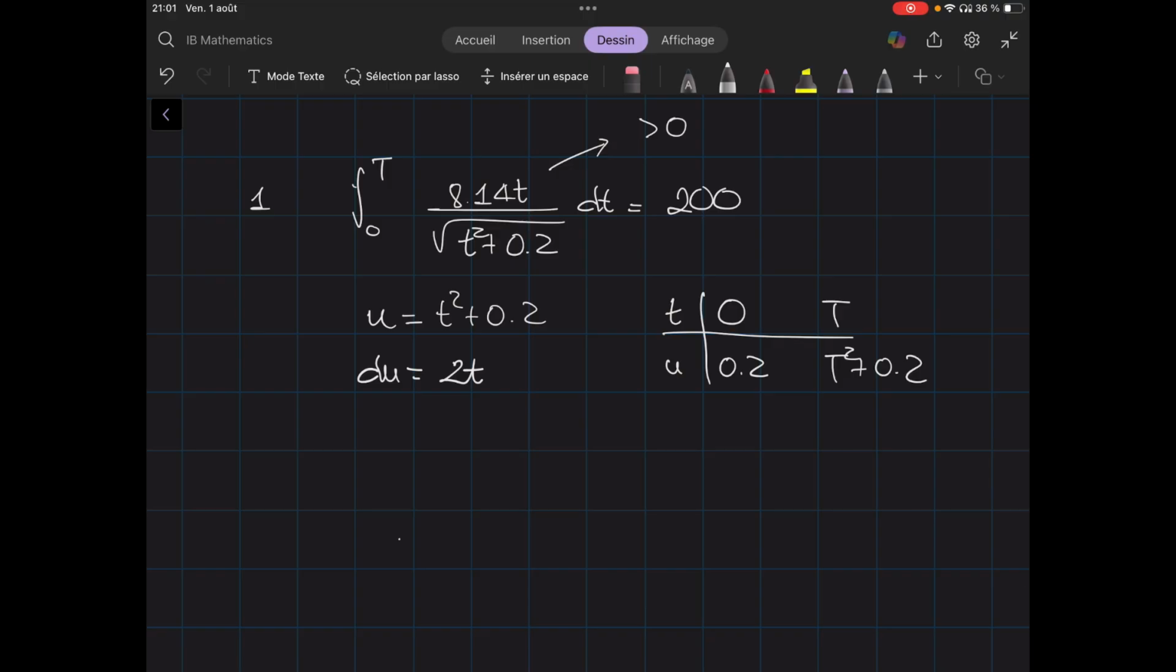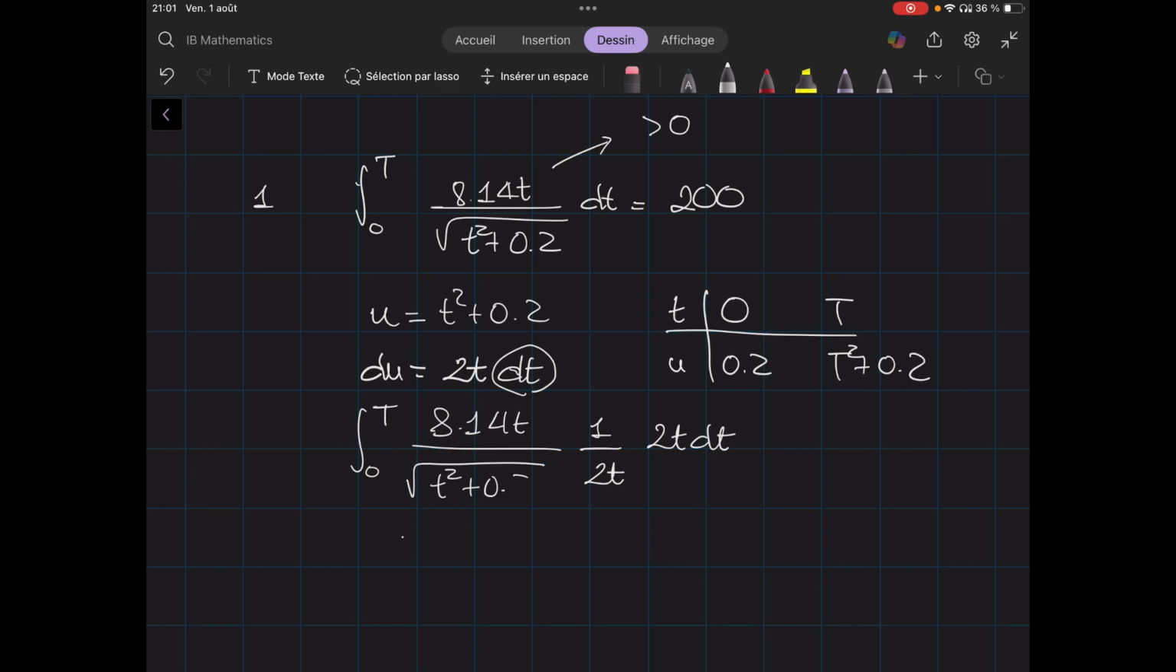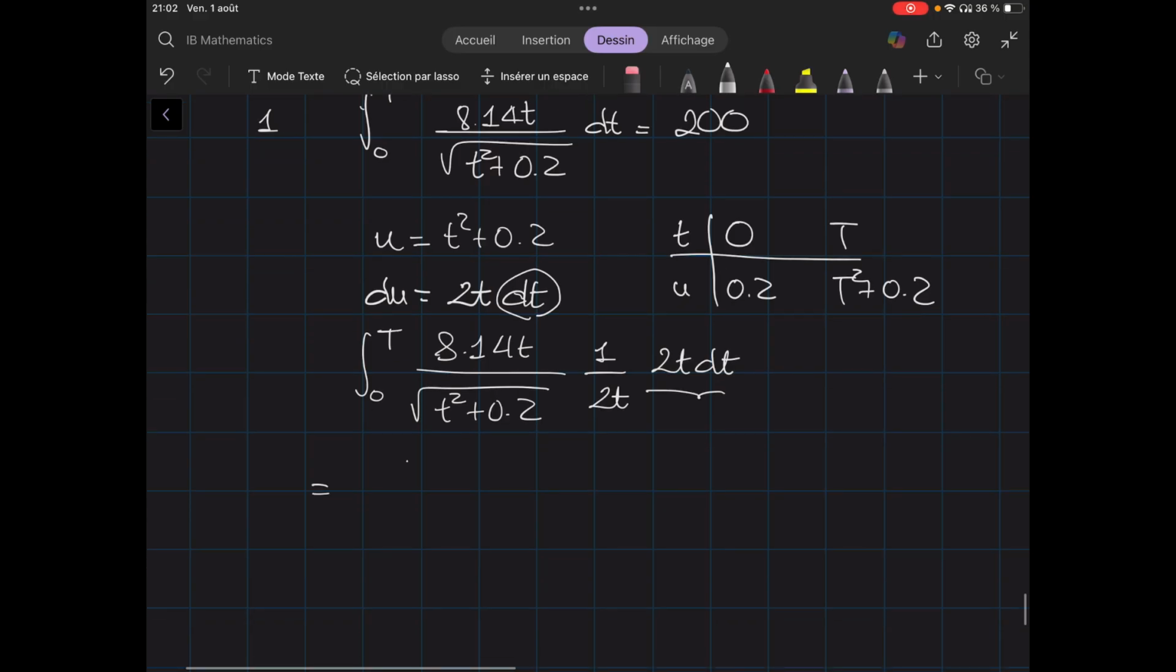I'm just going to quickly prepare this integral. Oh, I forgot dt over here. We've got to isolate dt, so we have to have 1 over 2t somewhere. 2t dt. Over here we have 8.14t divided by this guy. This part now becomes du. 0.2 t squared plus 0.2. That part now becomes 4.07 divided by square root of u du.